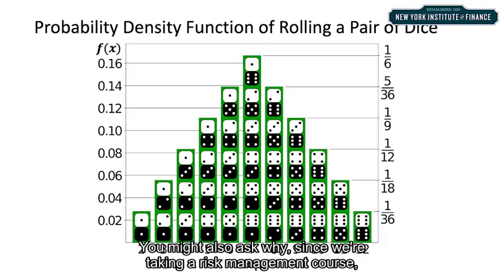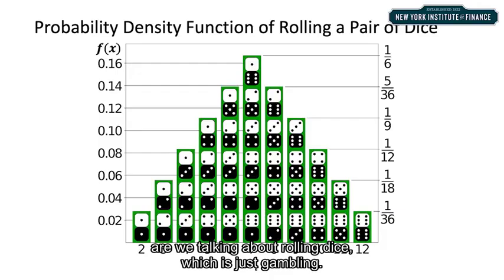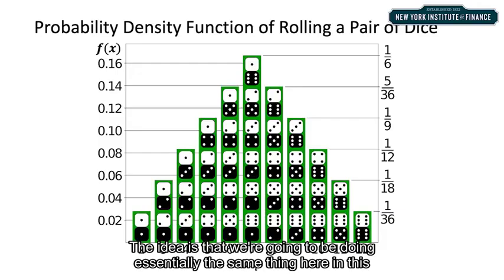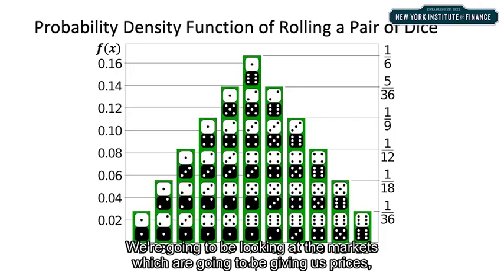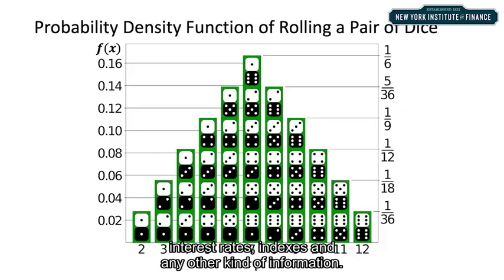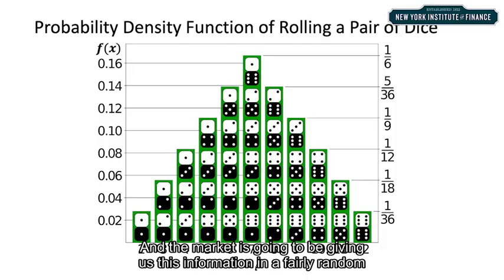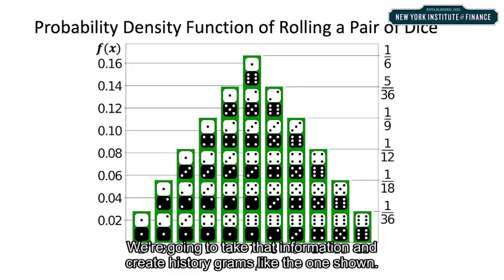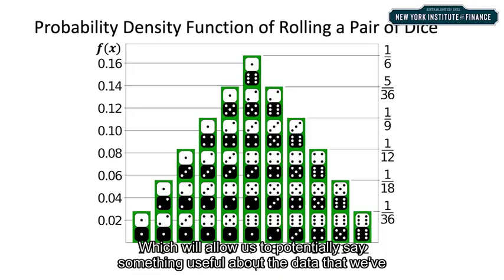You might also ask why, since we're taking a risk management course, are we talking about rolling dice, which is just gambling? The idea is that we're going to be doing essentially the same thing here in this course. We're going to be looking at the markets, which are going to be giving us prices, interest rates, indexes, and any other kind of information. And the market is going to be giving us this information in a fairly random fashion. We're going to take that information and create histograms like the one shown, which will allow us to potentially say something useful about the data that we've collected.